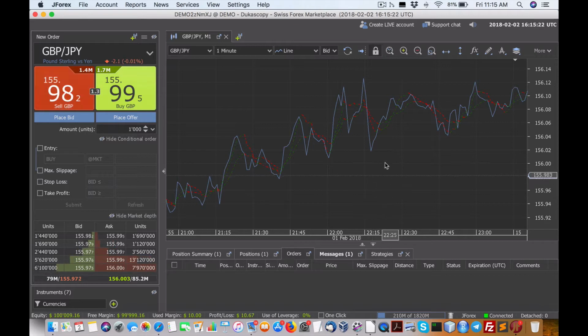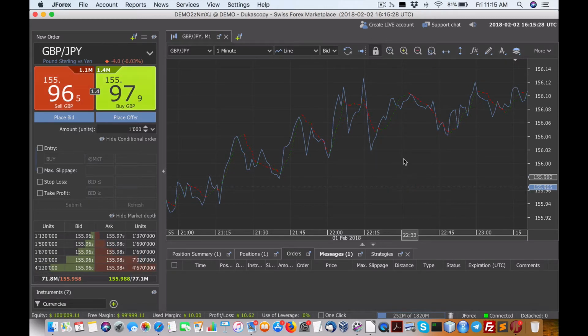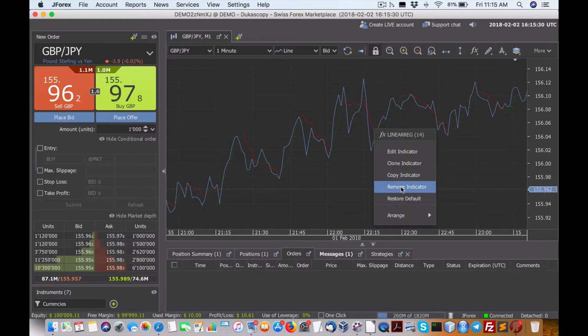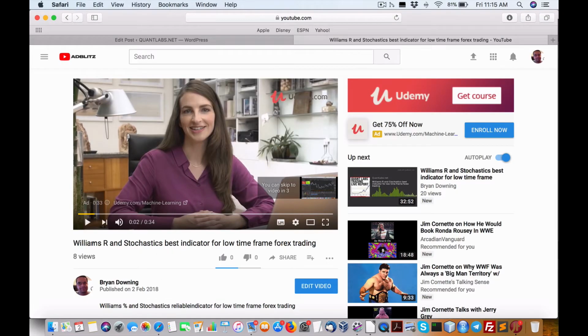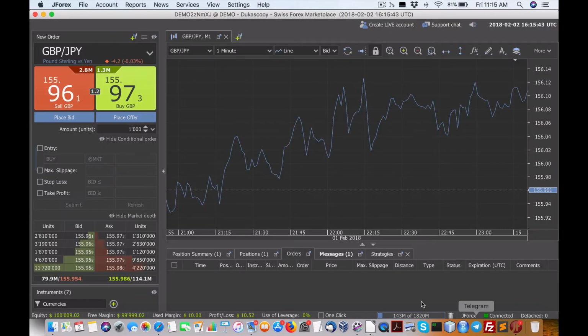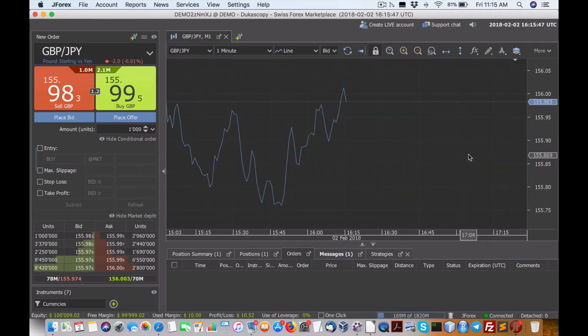We are now going to try some more indicators, or find more indicators. Let me just remove this indicator if you've not seen. This is from a conversation or a video I made yesterday: Williams %R Stochastic, the best indicator for low time frame forex trading. It was recommended to try two more indicators. So we are in the Dukascopy JForex, with 1 minute data, pound against the yen.